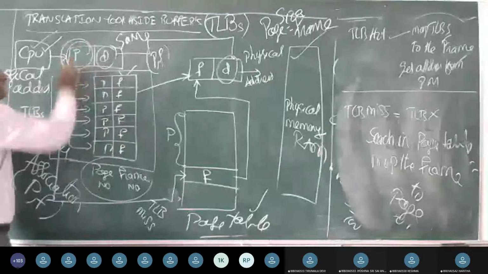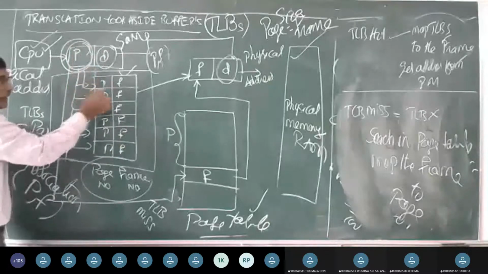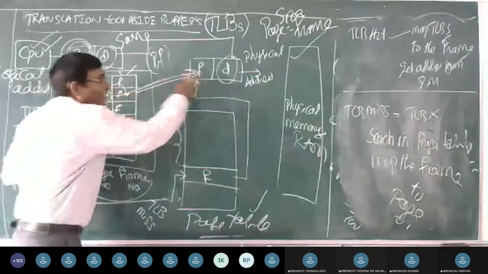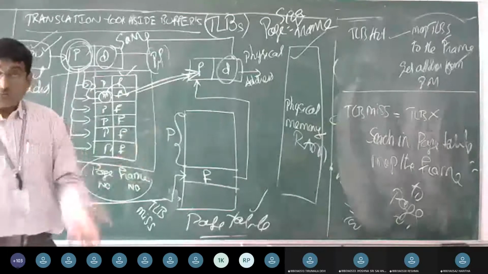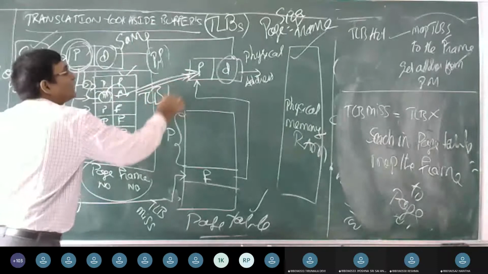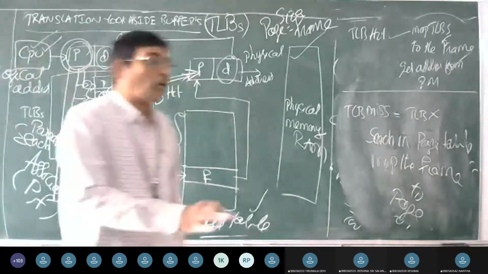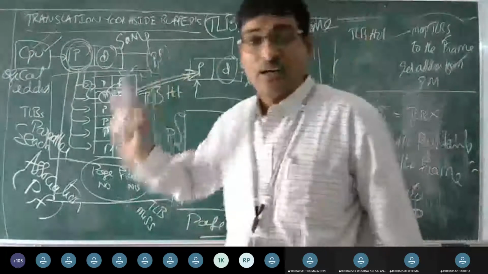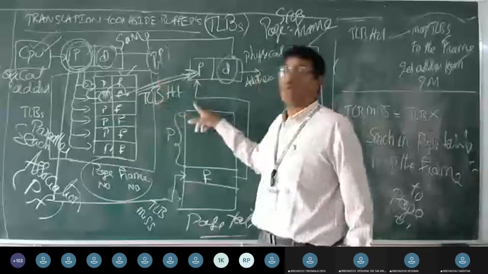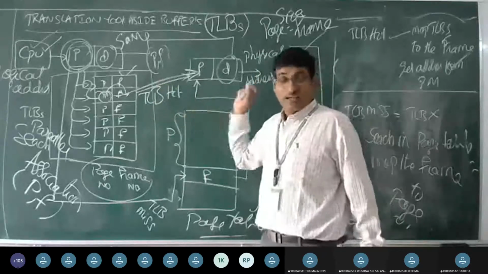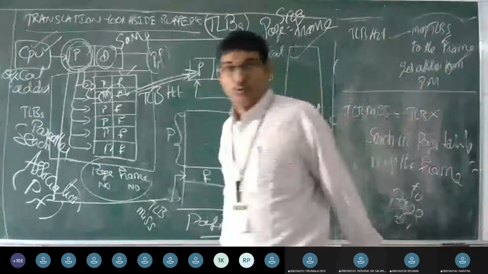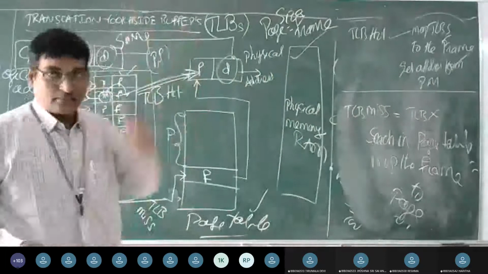Fine. I am asking for a page. The page is going to be tracked, the associated frame is identified, and that frame is going to be taken up. That means I search for a page, and the page is found. I am going to call it a translation lookaside buffer hit. So I search for a page, the associated frame is found, then I call it a TLB hit. Then I go to the physical address, dump the frame, and get it to the CPU. That is done.